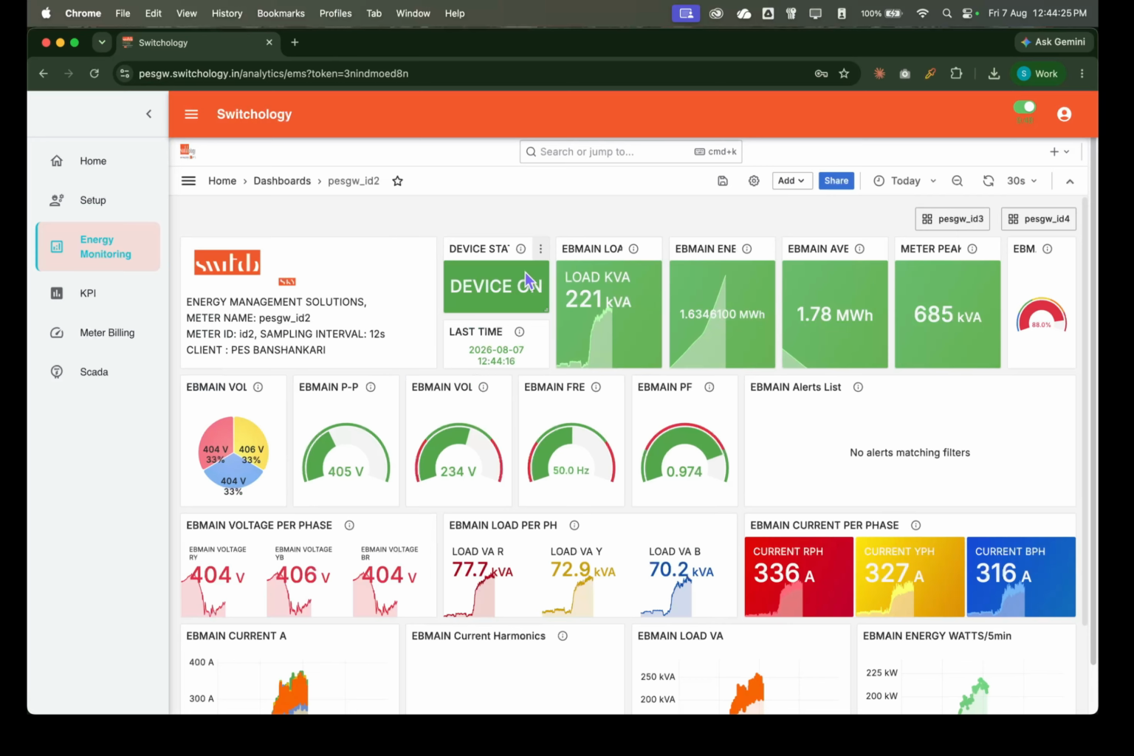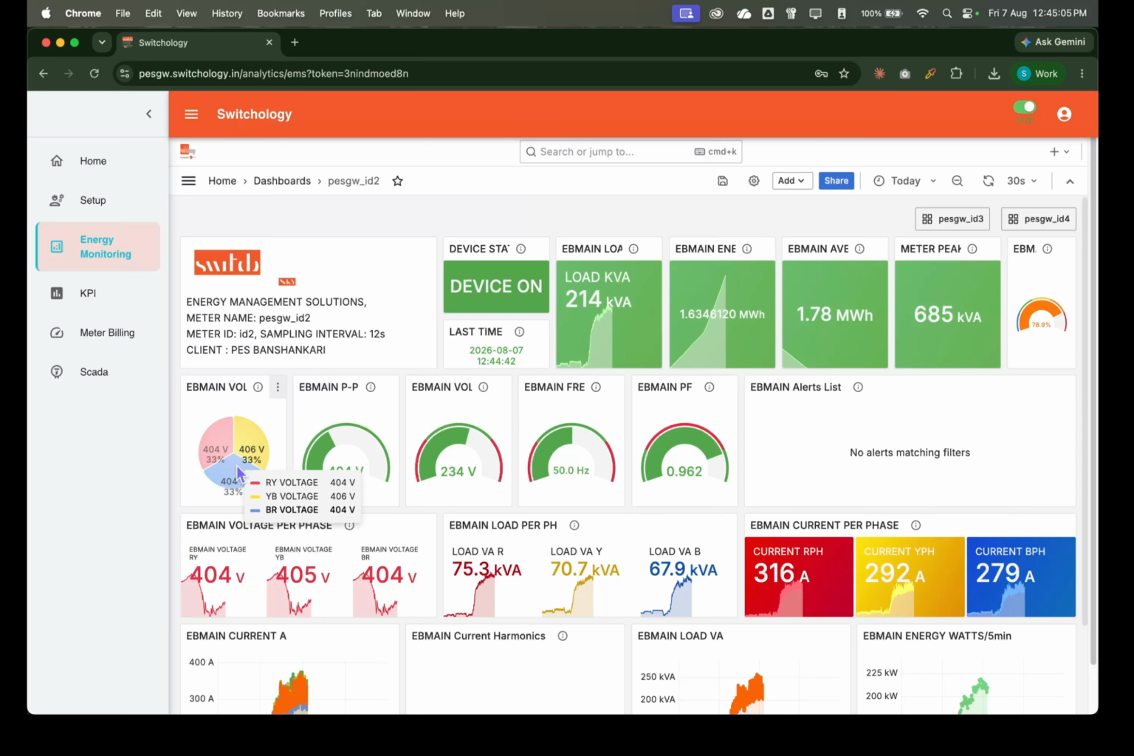The meter is currently live on, and this is the current reading of the meter, with the load currently at this point is 221 kVA. The time of recording is 12:44 in the afternoon, and the energy reading from that particular meter is this many MWH. This is the average energy that is being consumed on an hourly basis. This is the meter peak, the maximum load the meter has recorded for today, which means the meter is loaded at 78% of the peak load.